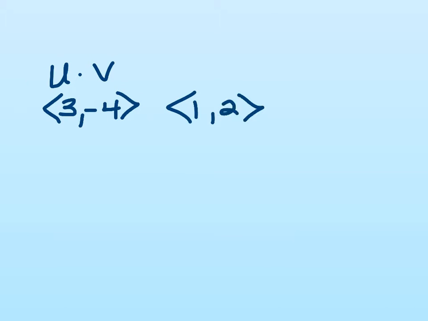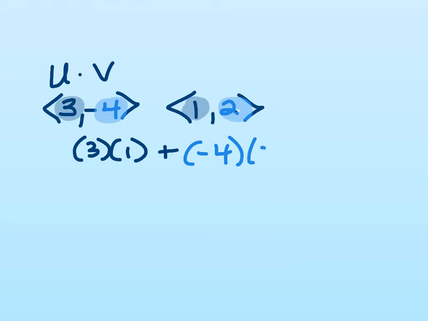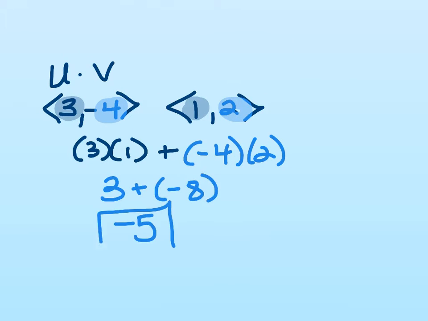So if I have u dot v, and u was 3, -4, and v is, let's just say 1, 2, to find the dot product, I multiply the first times the first. So it'd be 3 times 1, and then I add to it the product of the second times the second, or -4 times 2. And I'd get 3 plus a -8, or 3 minus 8, which is -5.